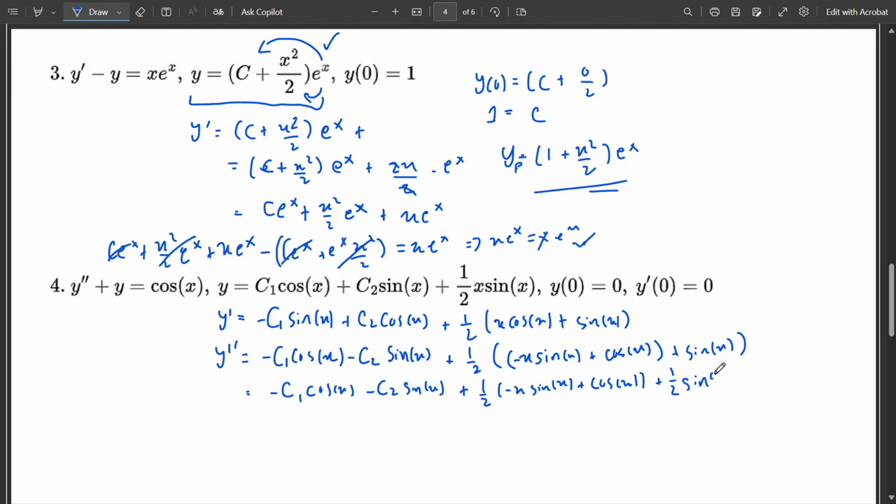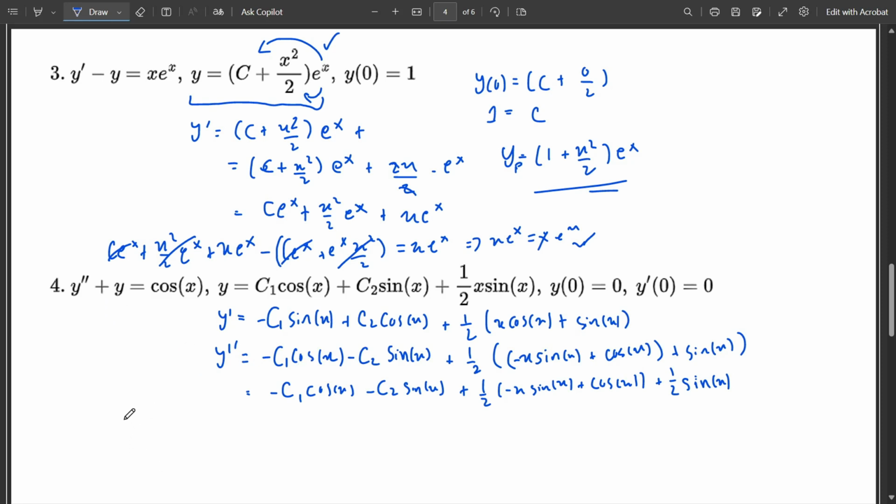and plus a half sine of x, sorry, sine of x. Oh, and okay, and we have to substitute this to the equation.